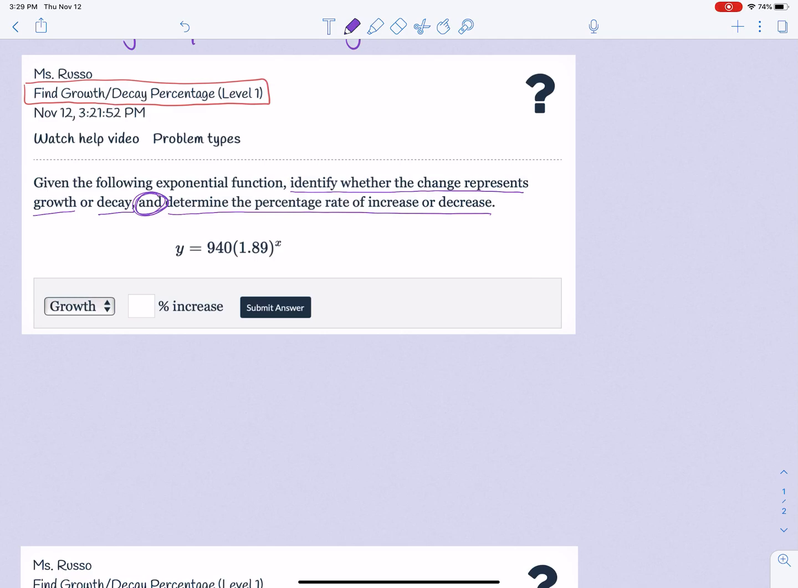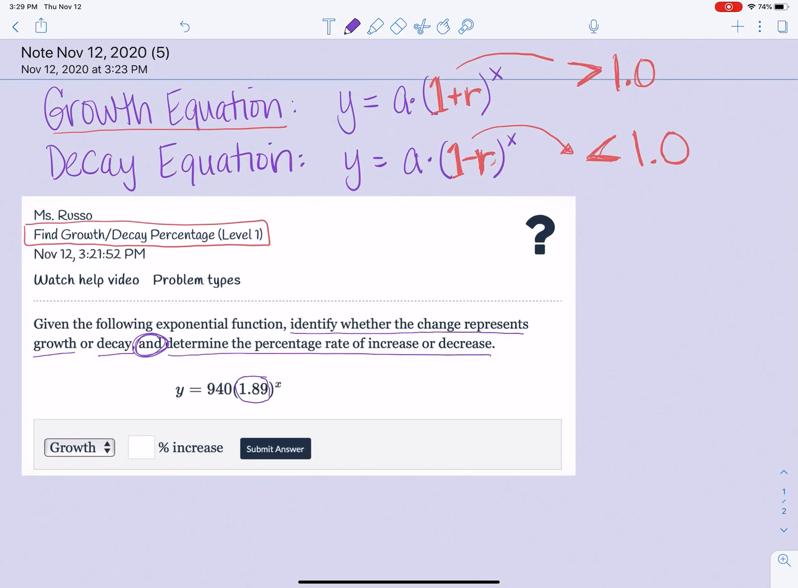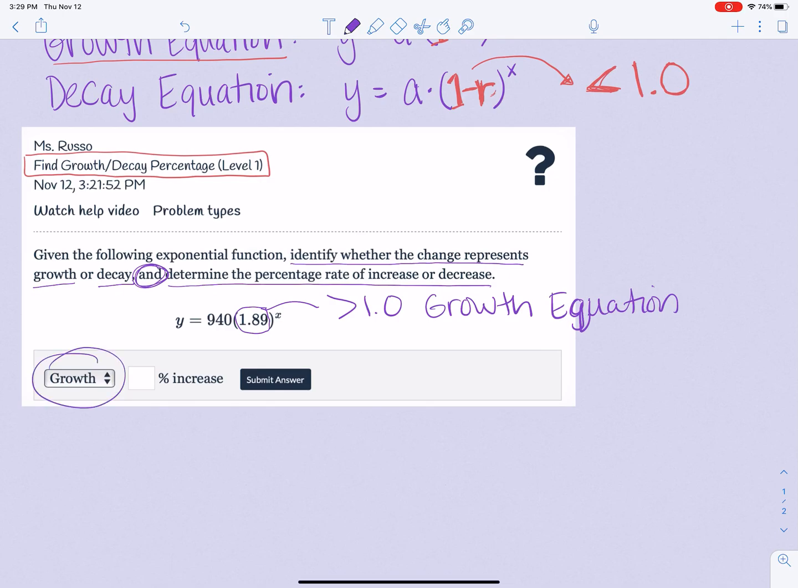So notice that we have an equation here. Y equals 940 times 1.89. So let's take a look at this number right here, 1.89. Is this number greater than 1 or less than 1? 1.89, that is greater than 1. So that means this is a growth equation. Now what that means is over here, you're going to select this button and make sure it says growth.